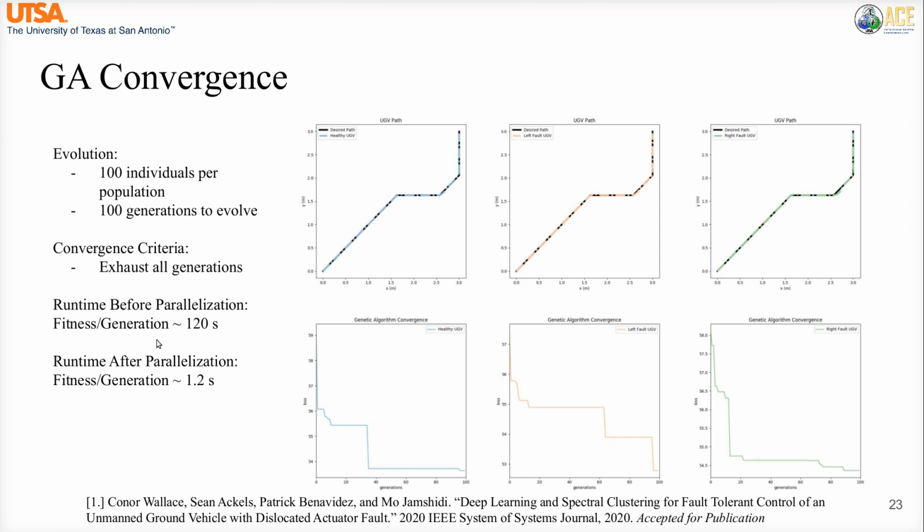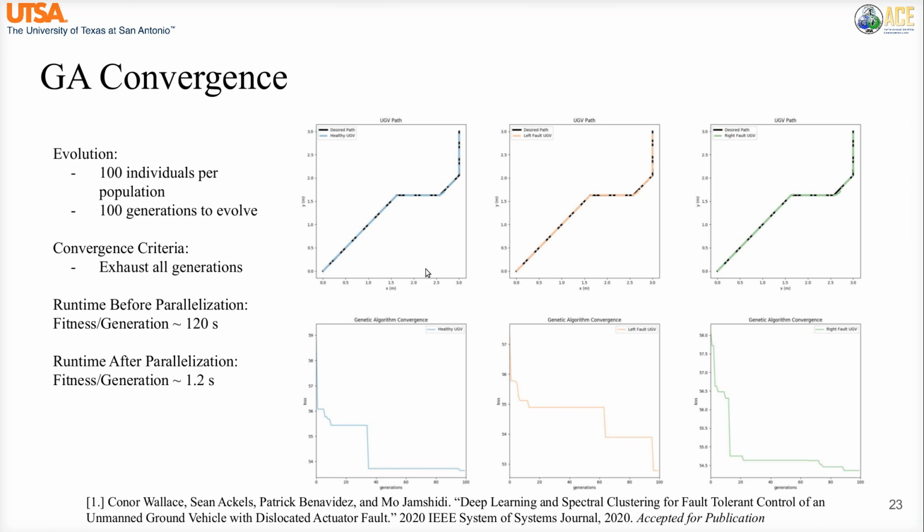And so what I did was I parallelized this fitness function by using multiprocessing and taking advantage of multi-CPU technology. And after parallelization, you can see that the fitness per generation runtime is reduced to 1.2 seconds. So this GA evolution, which originally took to the extent of 7 hours, is reduced to just 20 minutes.